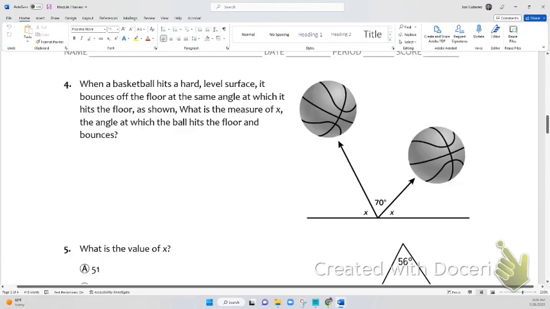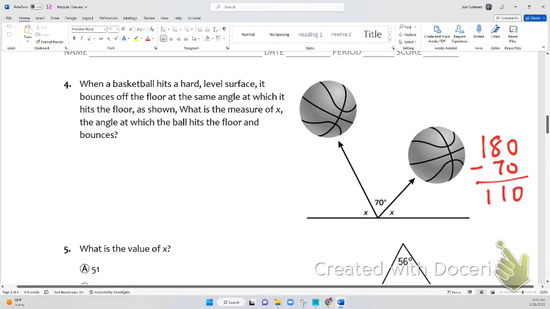For number 4, it says when a basketball hits a hard level surface, it bounces off the floor at the same angle at which it hits the floor as shown. What is the measure of x, which is the angle at which the ball hits the floor and bounces? Okay, so remember a straight line, which is this one down here, makes 180 degrees. So if we do 180 take away 70, we are left with 110 degrees.